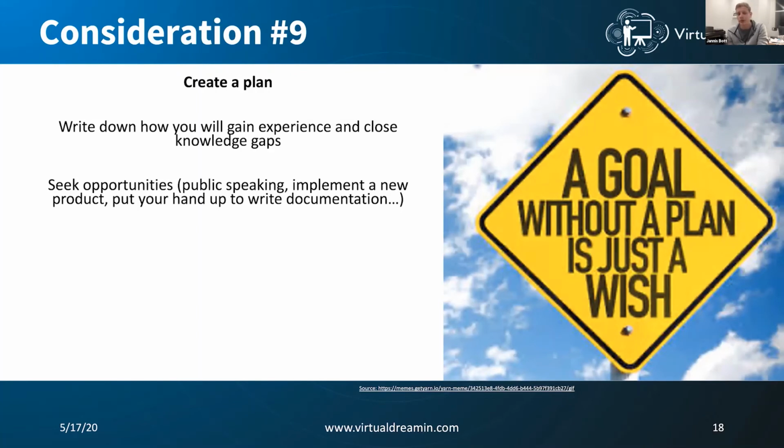Put your hand up to write documentation. Everybody hates writing documentation, or at least I don't know anyone that loves it. But it gives you a very good learning exercise on fully understanding it, right? If you can write it down in your own words and you can even articulate it and speak about it, I think then you really understood the problem and you understood the solution, right? So I think put up your hand for that kind of stuff.